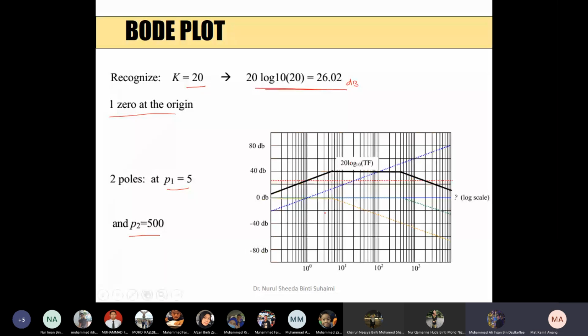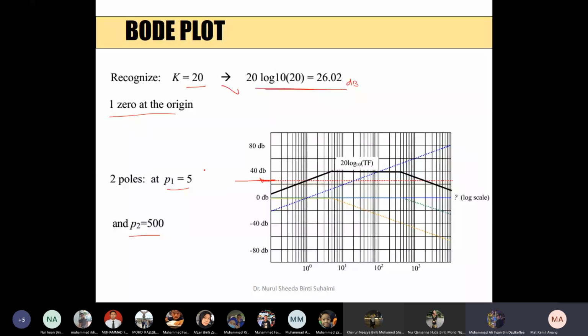So this is what to do. For this one, this line. This is not 0, it's 26.02. So line 0 is here, and this is at 26.02. This dotted line. So it is the contribution from K.